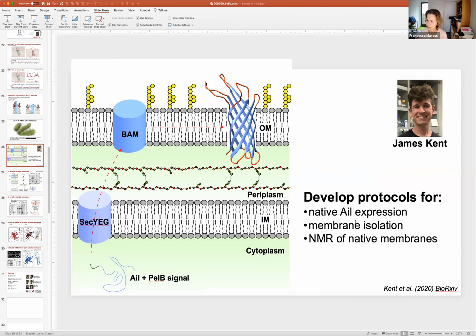So James has been developing protocols now for the native expression of Ail in the bacterium. All of the previous work that I showed you was purified protein that was expressed as inclusion bodies and then purified and refolded into a beta barrel. What James has done has been to develop a method where the protein sequence is expressed and translated into the outer membrane by utilizing the BAM complex directly.